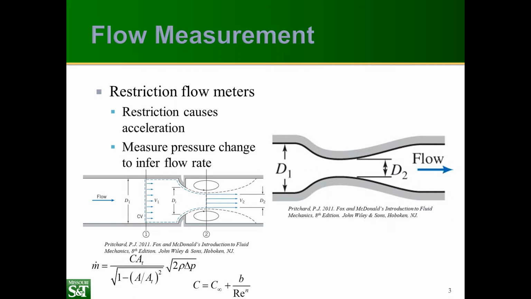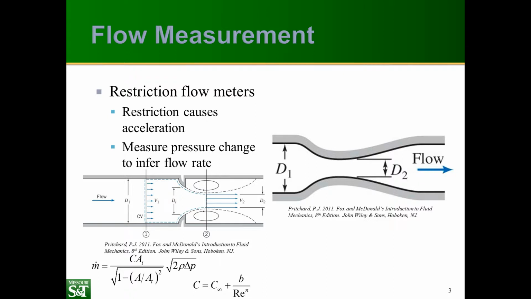The problem with most of these restriction flow meters is that the range of flow rates that can be measured is fairly small. The range is typically around 4 to 1, which means that the maximum measured flow rate is only about 4 times the minimum measurable flow rate.